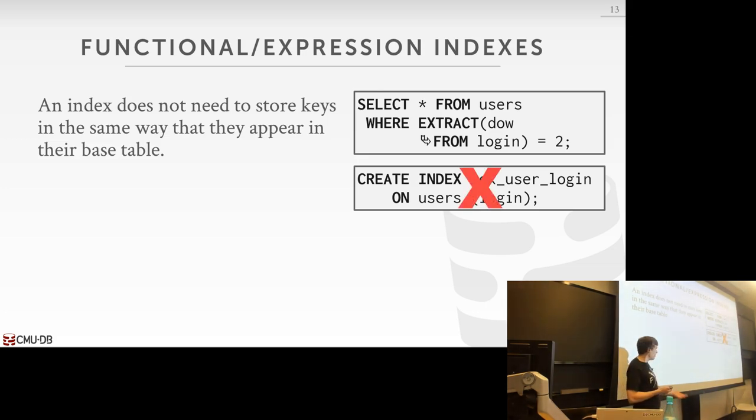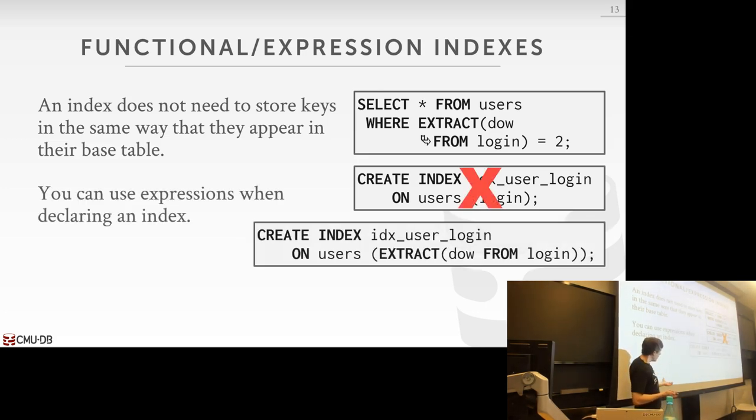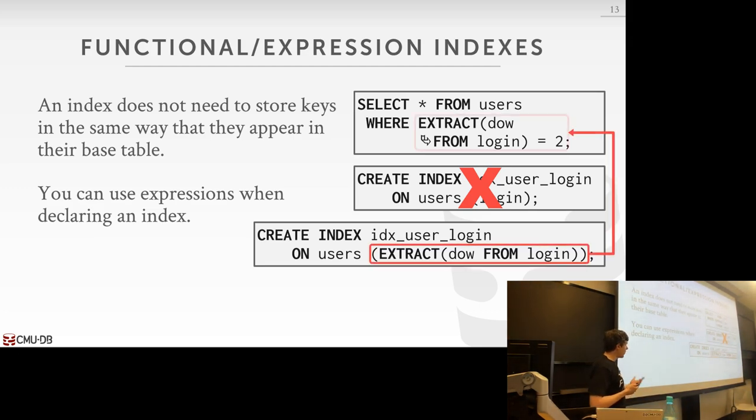So instead, what you can do is create a functional index or expression index where the attributes you're indexing on can be any arbitrary expression. Anything you can have in a where clause, you can build an index on. All right? So now when I do a lookup for this predicate, I know exactly how to satisfy it by scanning along here, finding all the twos that match what we want.